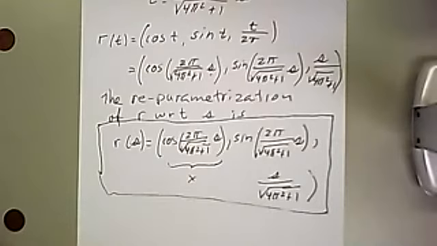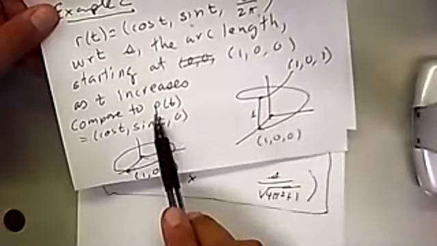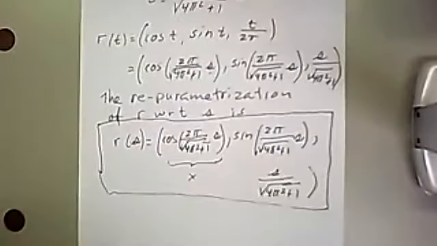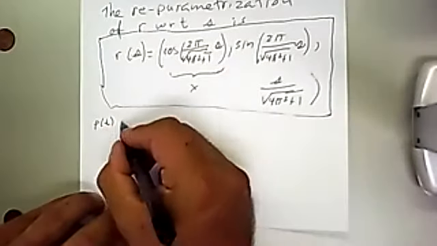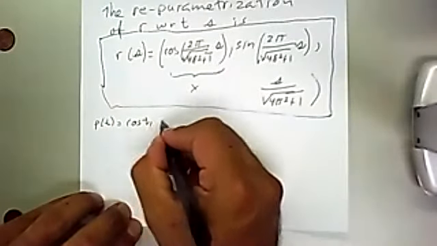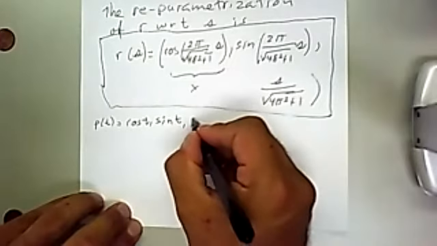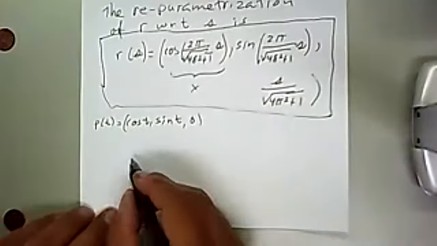Okay, let me go back to the projection. Remember the projection we wrote down on the first page of this video? Here we have the projection on the floor. We're calling that p of t, which has cosine of t, sine of t, and 0. So p of t equals cosine t, sine t, 0, and that is just a circle on the floor.